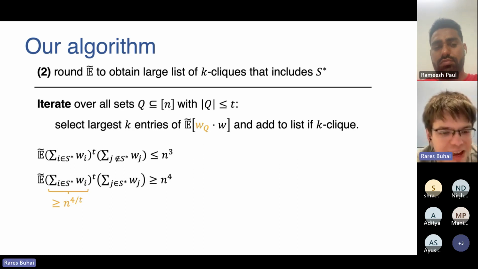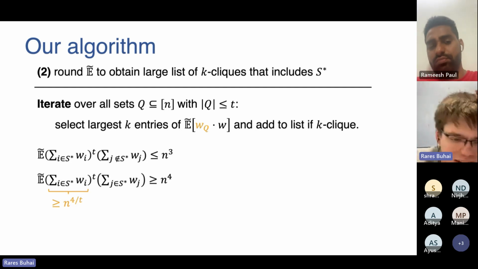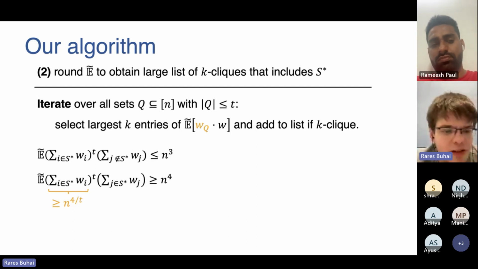And then in this entire term, you raise this up to the power t plus 1, because the term with j in S star is identical to the other term. So then overall, you can show that the pseudo expectation of this entire thing is exactly what you'd expect. You just raise this to the t plus 1, so it's at least n to the 4.